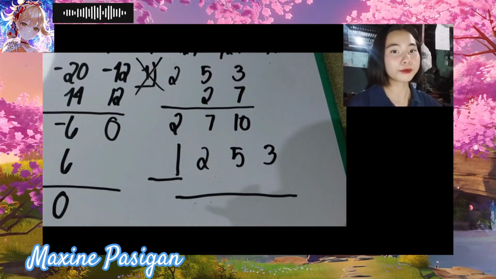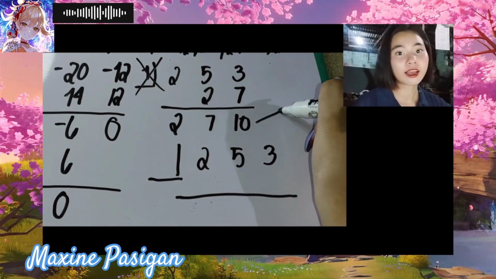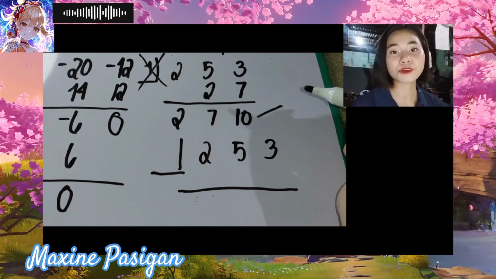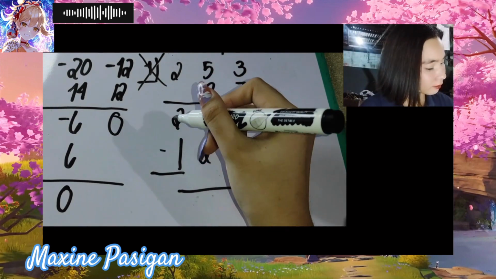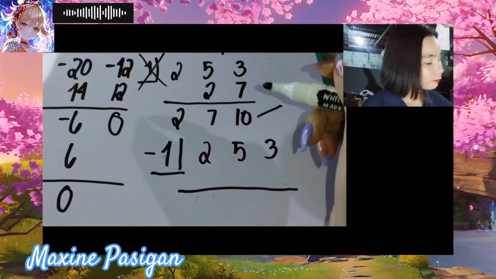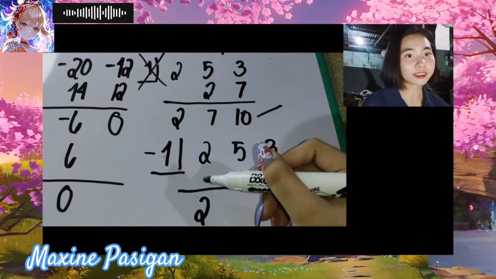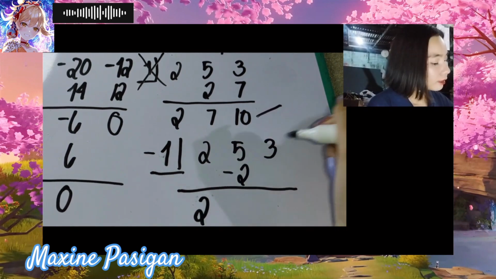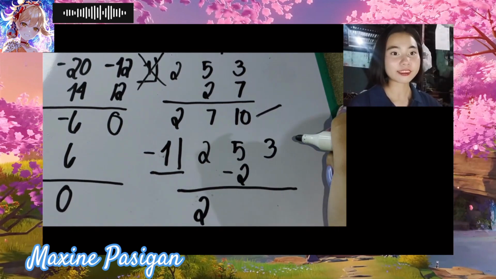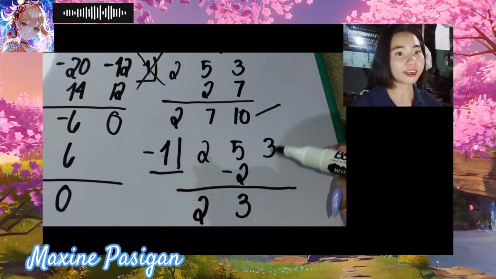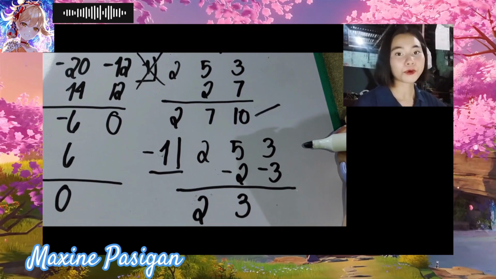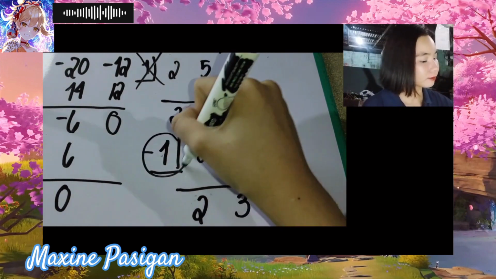Oh wait, when you're doing this trial and error, you need to be patient. Because just like this root, the last term is not equal to 0. So you need to try again. Let's try negative 1. Bring down 2. Negative 1 times positive 2 is equal to negative 2. 5 plus negative 2 is equal to positive 3. 3 times negative 1 is equal to negative 3. So, negative 1 is a root.